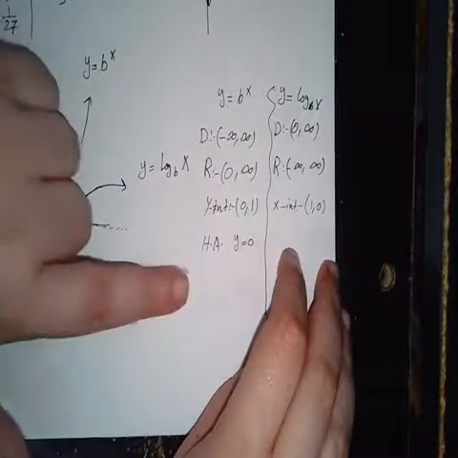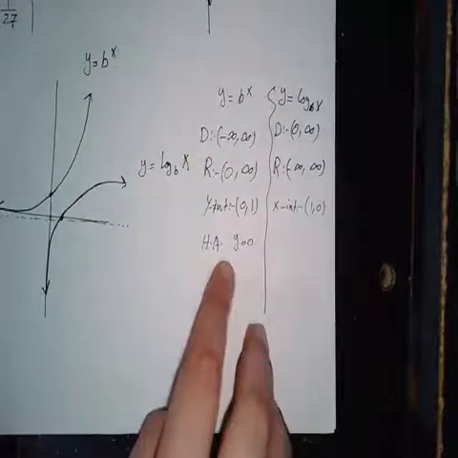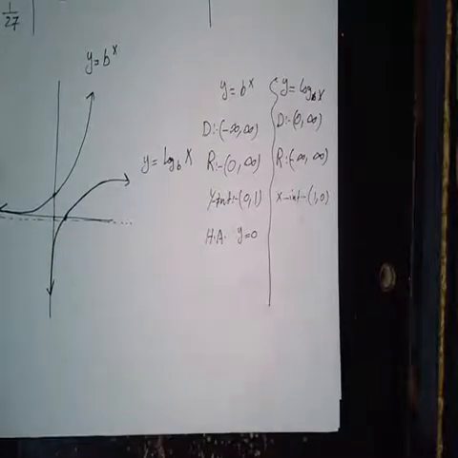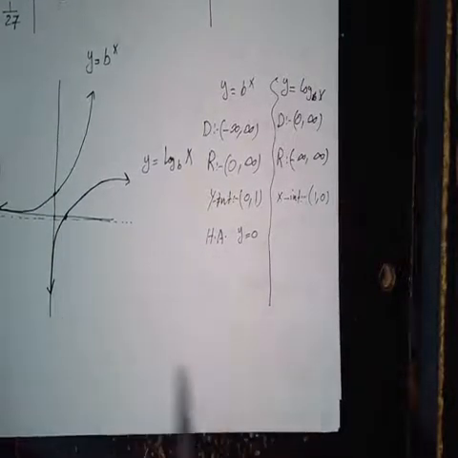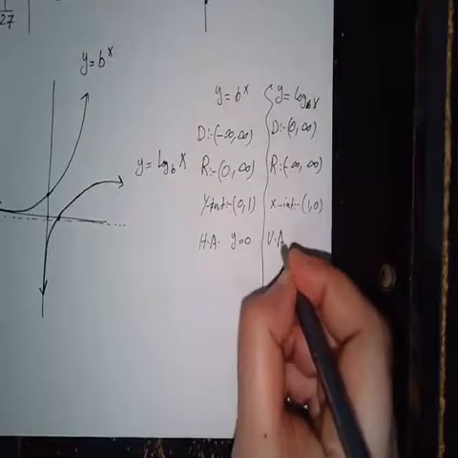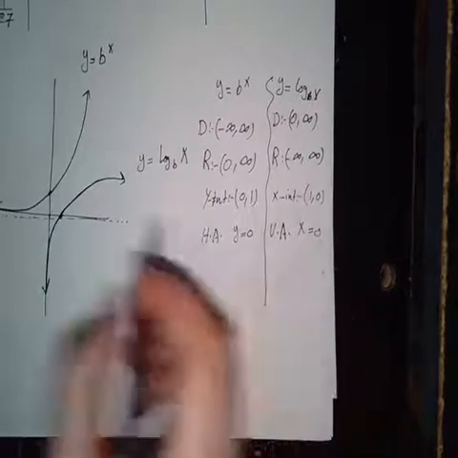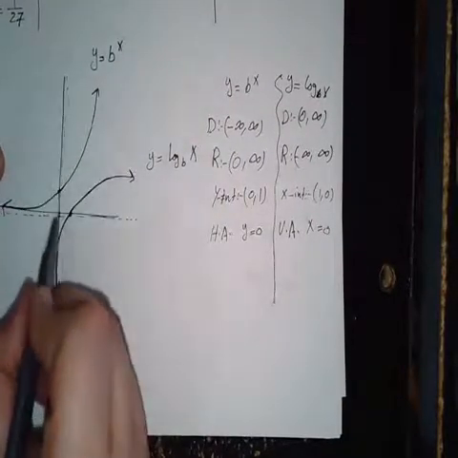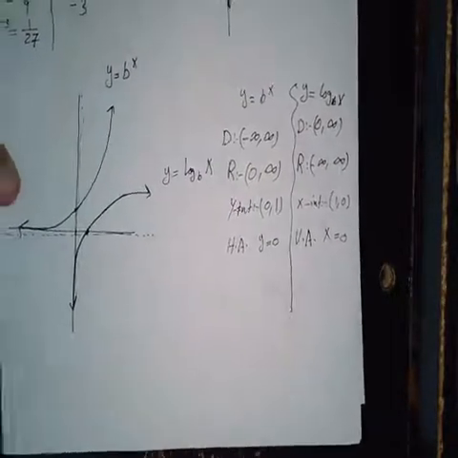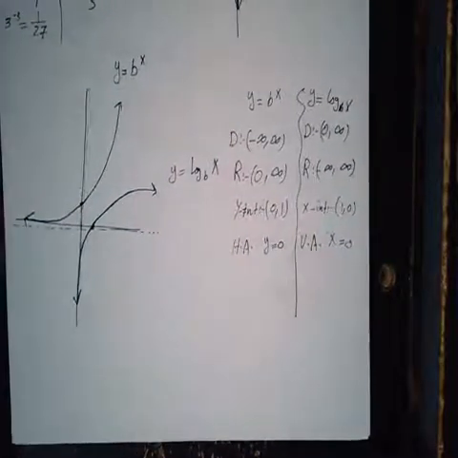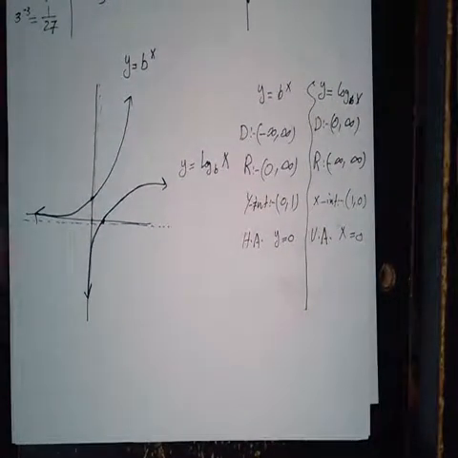Makes sense? And the horizontal asymptote, which was y equals 0, the x-axis, turns into a vertical asymptote at the value of x equals 0, which is right here. Because this function is never going to cross the y-axis. It's never going to cross the value of x equals 0. So please write this one down. This is just an analysis to show you the relationship between exponential functions and logarithmic functions.